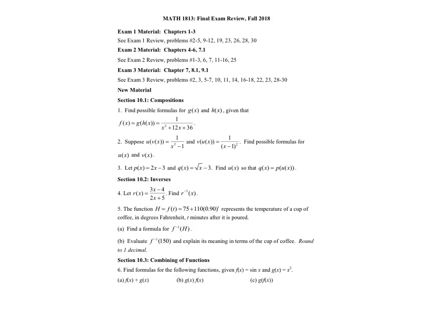So for the first one, it says to find possible formulas for g of x and h of x, given that f of x is g of h of x, which is equal to that. So this is really about trying to figure out, see this as an inside and an outside function. Can you look at something like this and view it as a composite function?